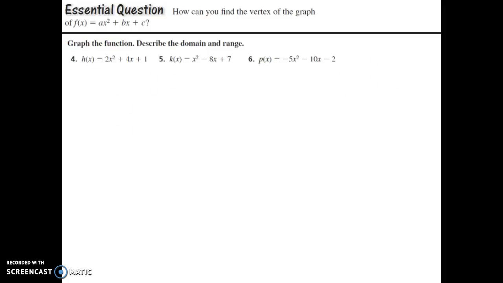Go ahead and take a second and try these 3 on your own. Again, if you end up needing more time, just feel free to pause the video and take as much time as you need.